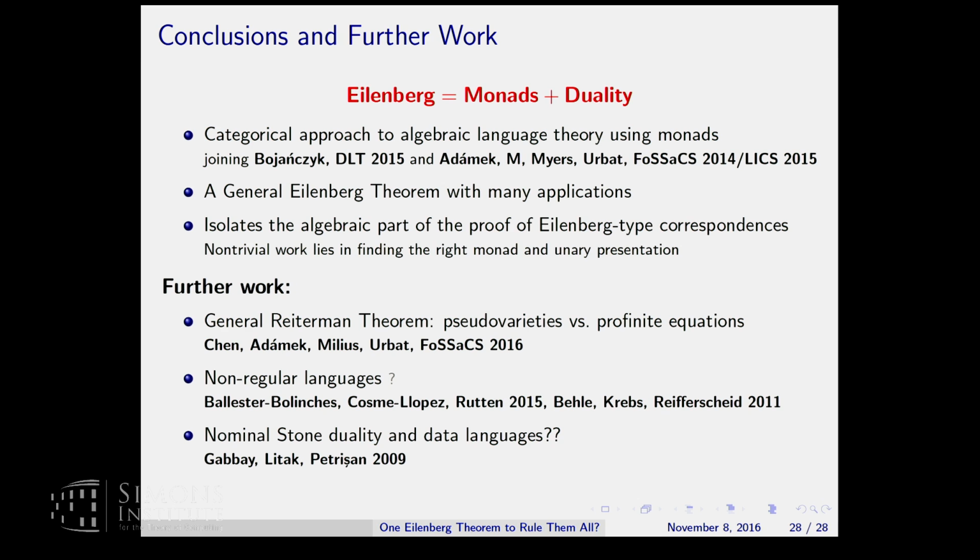Then, speculatively, one could be interested in a nominal version, so an Eilenberg theorem for data languages. But there are two question marks because we think it's quite hard. So there's nominal Stone duality in the work of Gabbay, Litak, and Petrişan, but it's very unclear how to get an Eilenberg-type correspondence. And then maybe something like monadic second-order logic for a monad, and I don't know what that should be. Okay, thanks very much.